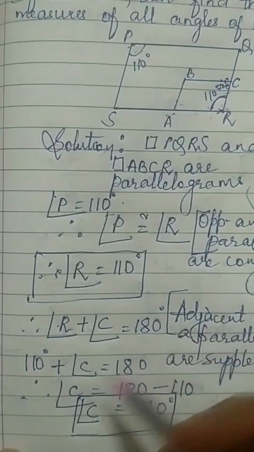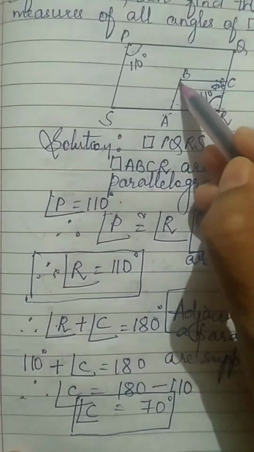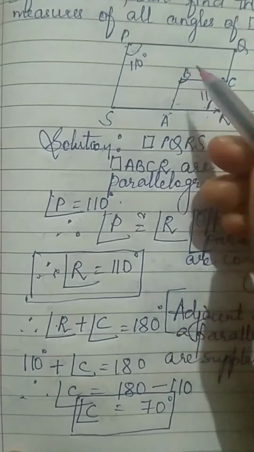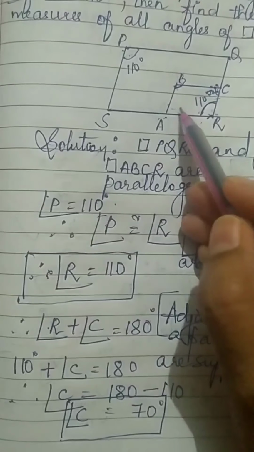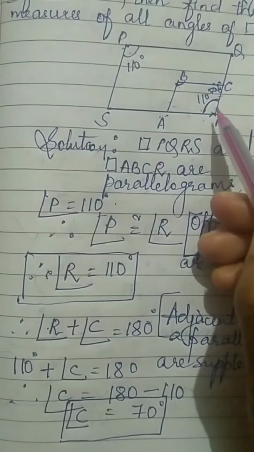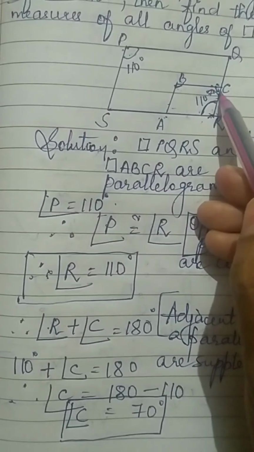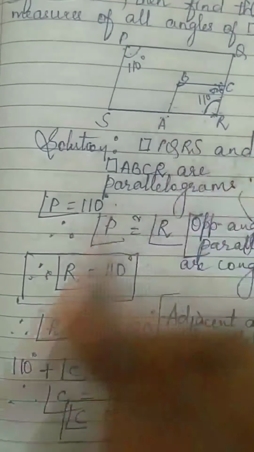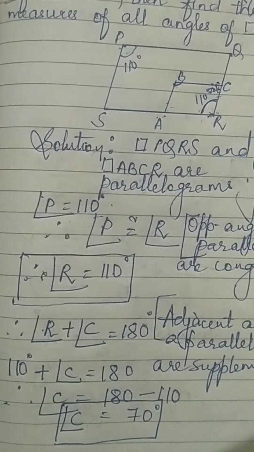Now should I tell you the remaining steps? No. R's congruent is B. Opposite angles of a parallelogram are congruent. A's congruent is C. So if R is 110, B will be 110. C is 70, A will be 70. Can you write the last few steps? Come on, write that.